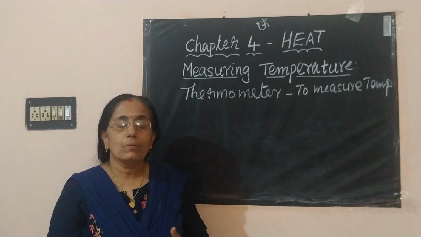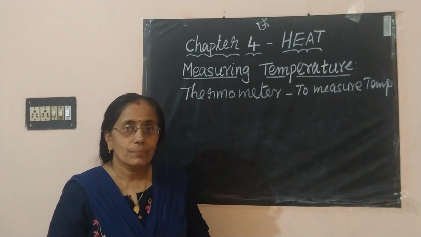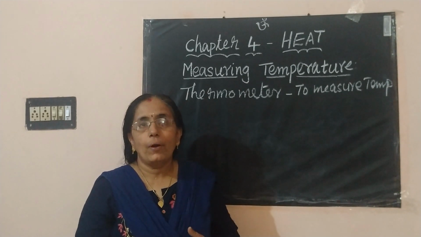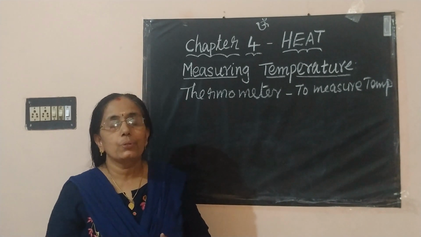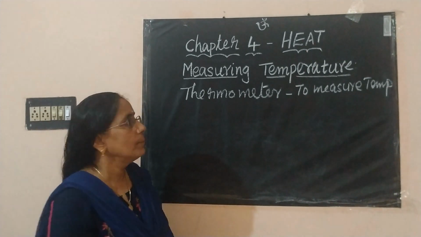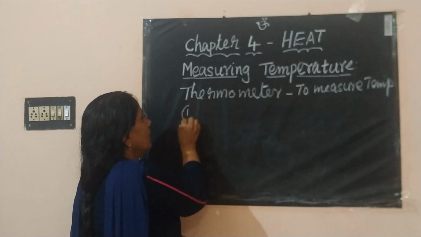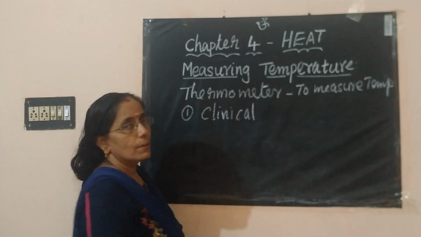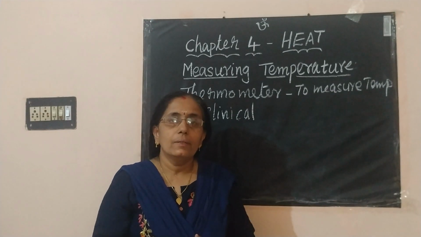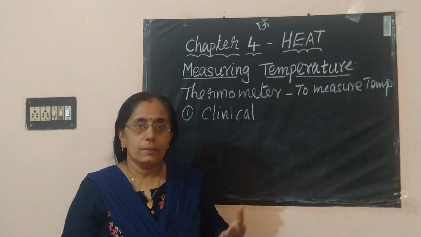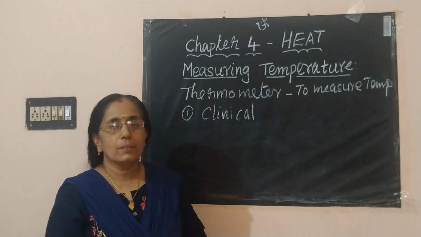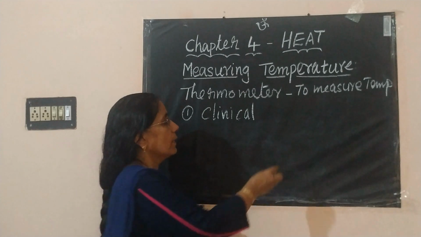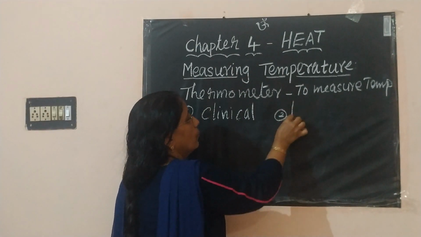temperature and temperature of all other objects? No, it cannot be. To measure the body temperature, we need to use a special type of thermometer, that is clinical thermometer. And to measure the temperature of other objects and room temperature, etc., we need to use another thermometer, that is laboratory thermometer.